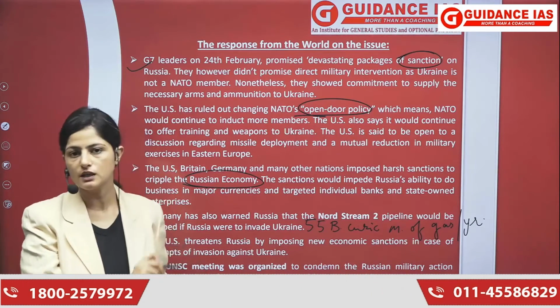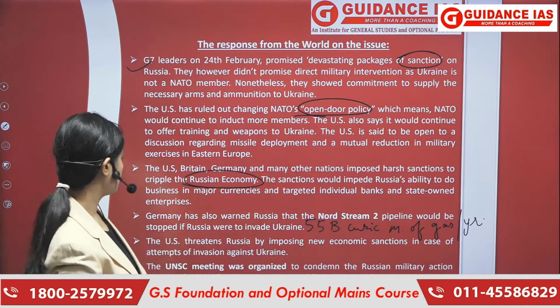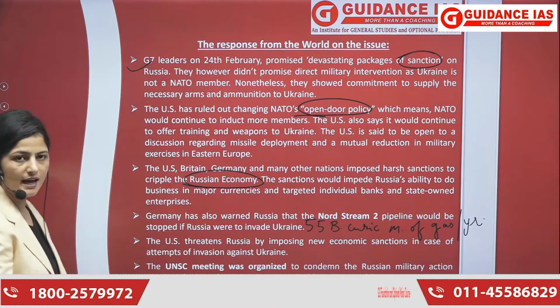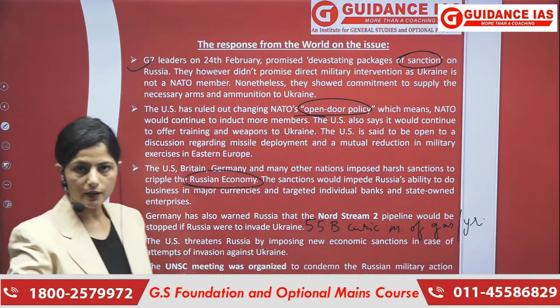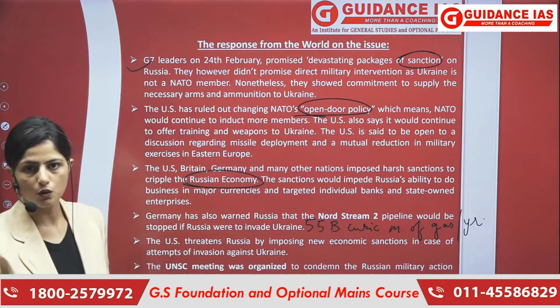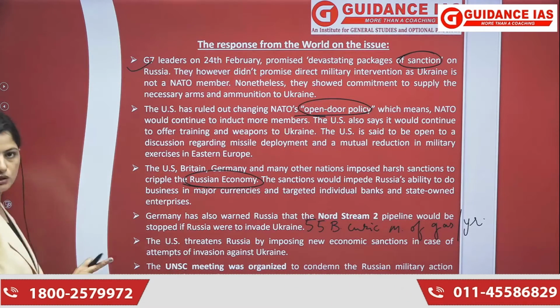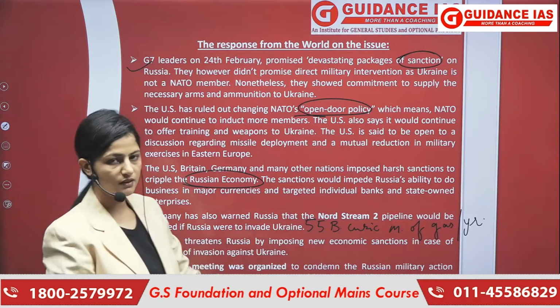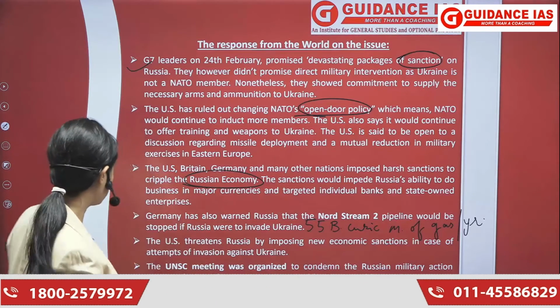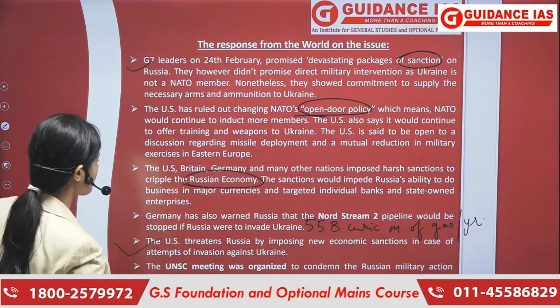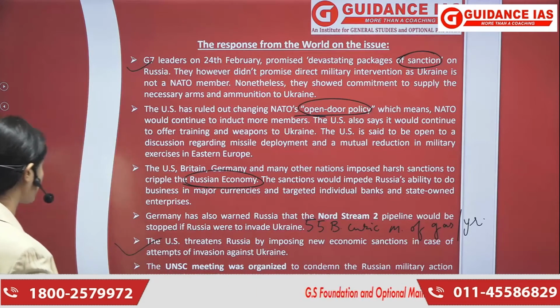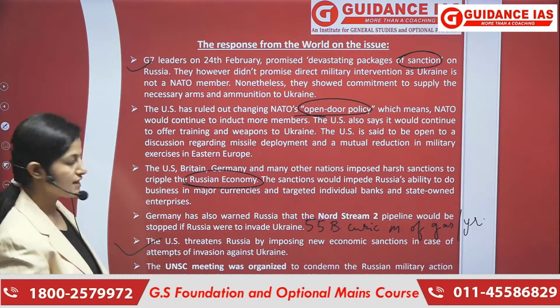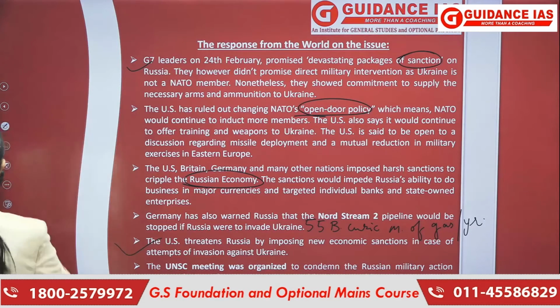Germany, which Germany has said that they will stop this, and they have actually stopped this. We will take some things upon ourselves, but we want this war to be stopped. Germany has said, Germany is at this point, so they stopped this 1200-kilometer gas pipeline. Then the US also threatened Russia by imposing new economic sanctions, right? In the UNSC key meeting, maybe they have condemned Russia's act.